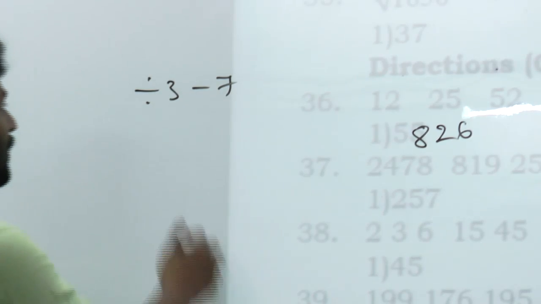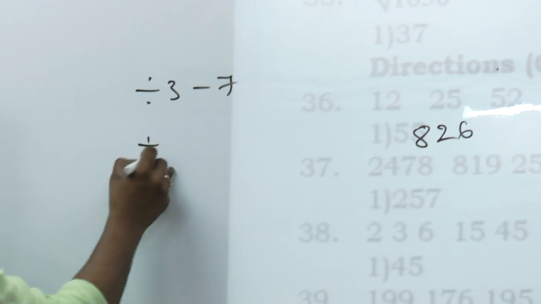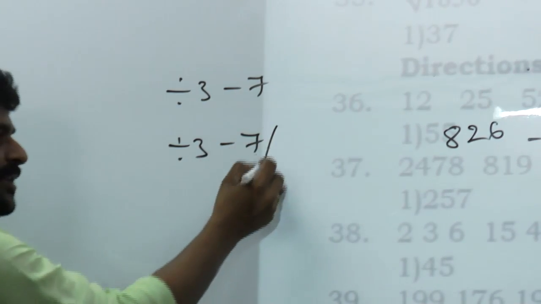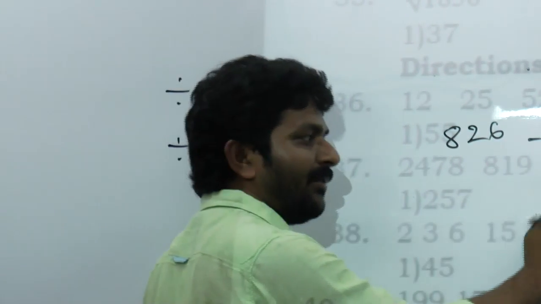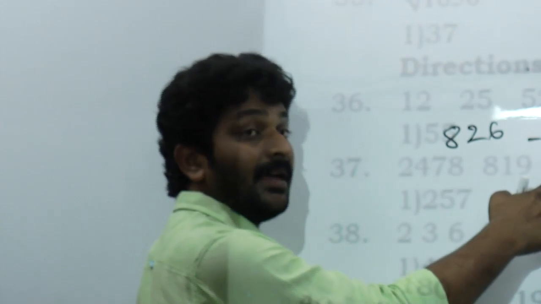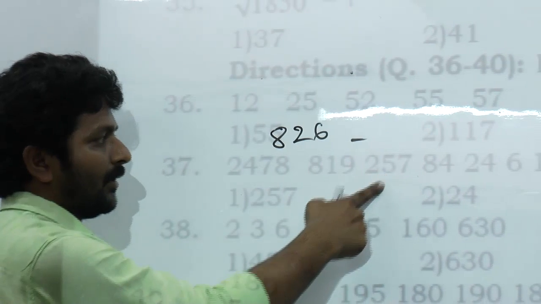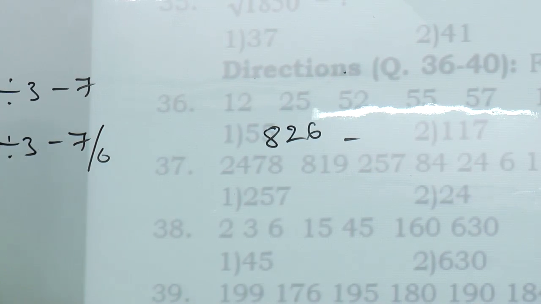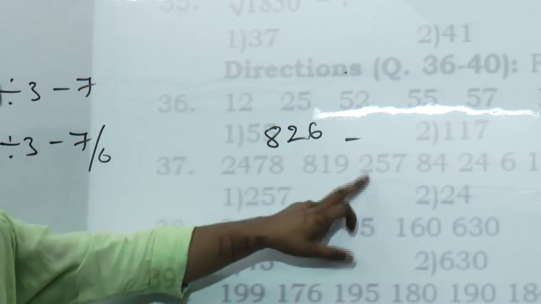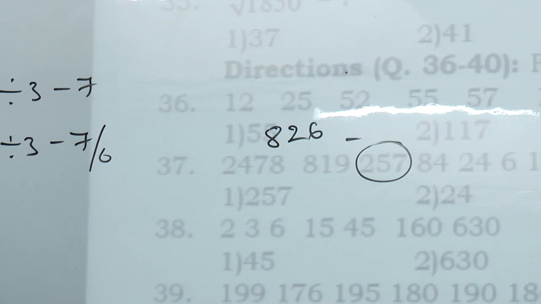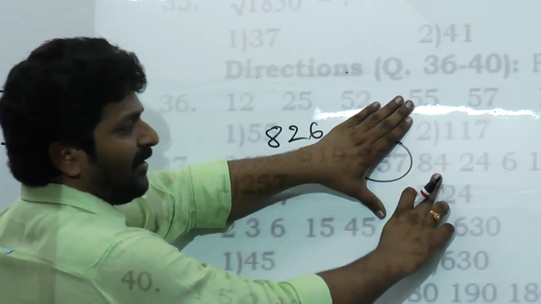273. 273. This can be minus 7 or minus 6. Hold it. Let me divide this number by 3. 8. It is not coming. This fellow is odd. Let me verify it. Divided by 3.